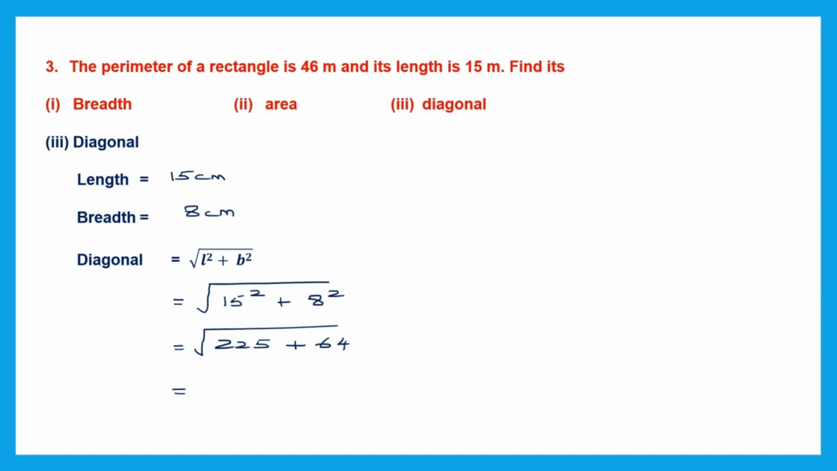So if we add up 225 and 64, you get 289. Now if you know all your square roots of numbers from at least 1 to 20, you will know that the square root of 289 is 17. So we have found the diagonal. The diagonal is the third question that we were asked to find. The diagonal is 17 meters. So this is the answer, 17 meters.